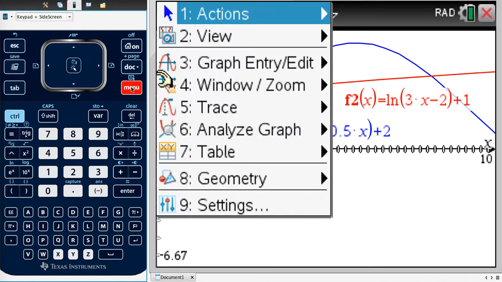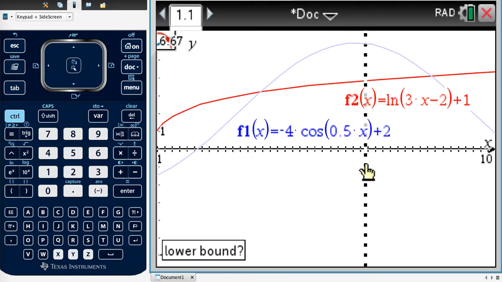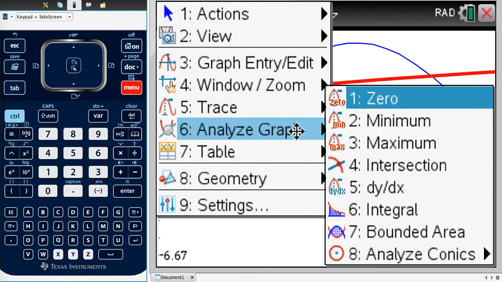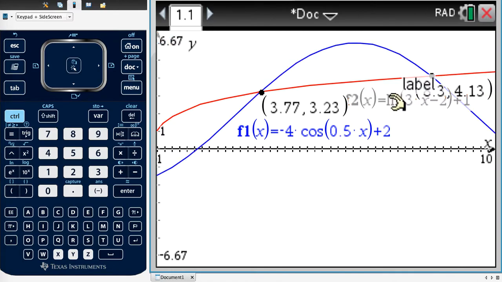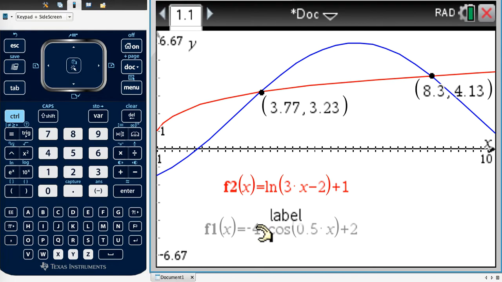So I'm going to go now onto menu and analyze graph, and I'll choose intersection. I'll find these intersection points here. Same again, analyze graph, intersection, get the intersection points on the right hand side. Maybe move those out of the way. So that's the first part of my question.